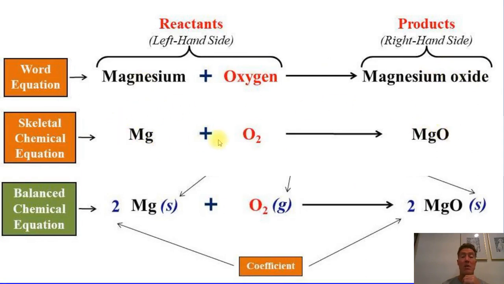Now this is the skeleton equation. It's not balanced because here, look, I have 2 oxygen here, only 1 oxygen over here. So I've got to balance that up. Well, when I balance my oxygens by adding a 2 here, then I've got to add a 2 in front of my magnesium, and now with these new coefficients, I have a balanced chemical equation.